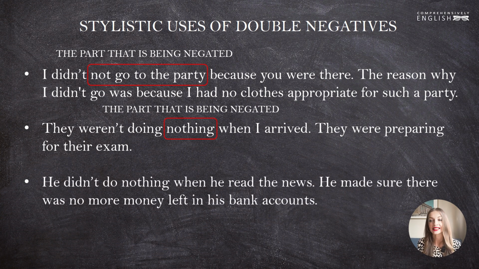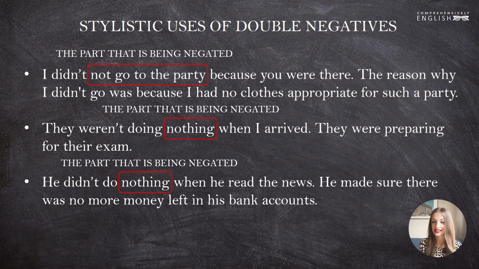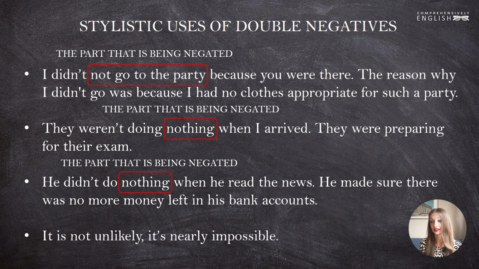Another example: he didn't do nothing when he read the news. He made sure there was no more money left in his bank accounts. Nothing is negated here, right? And it is not unlikely. It's nearly impossible. The adjective unlikely is negated.